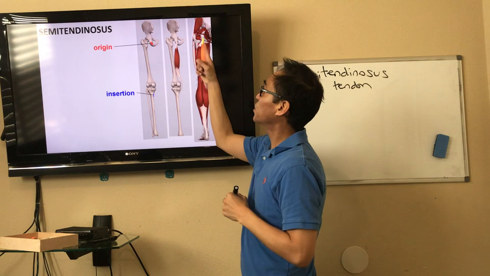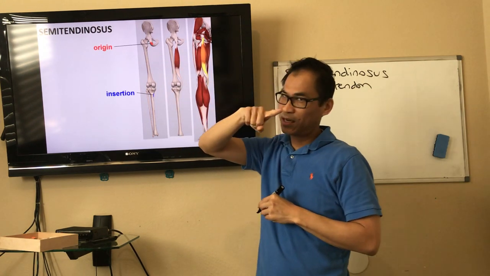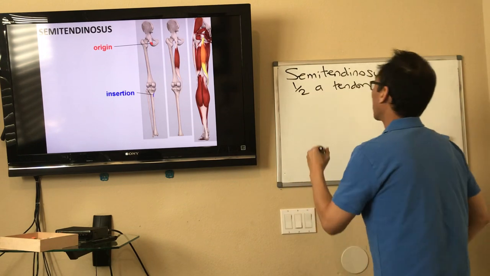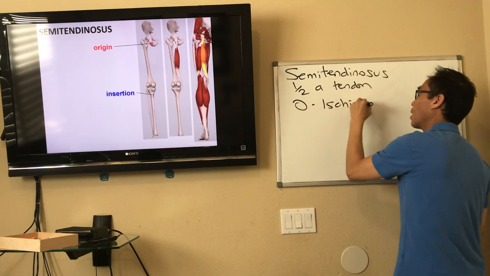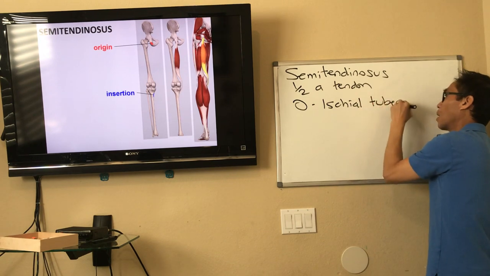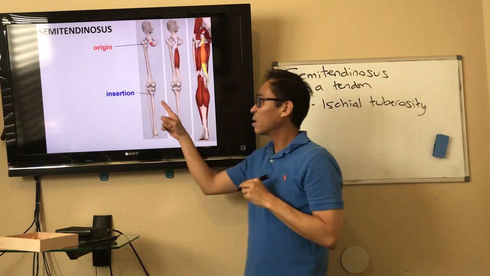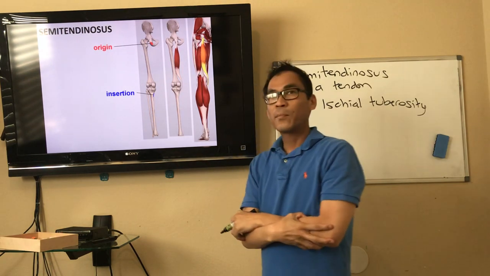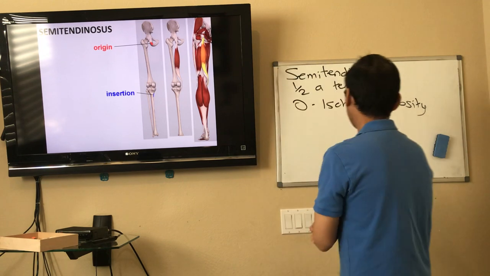These all pretty much originate, we're going to call that the ischial tuberosity. I'm going to insert right here. I'm going to call that proximal tibia, medial aspect.